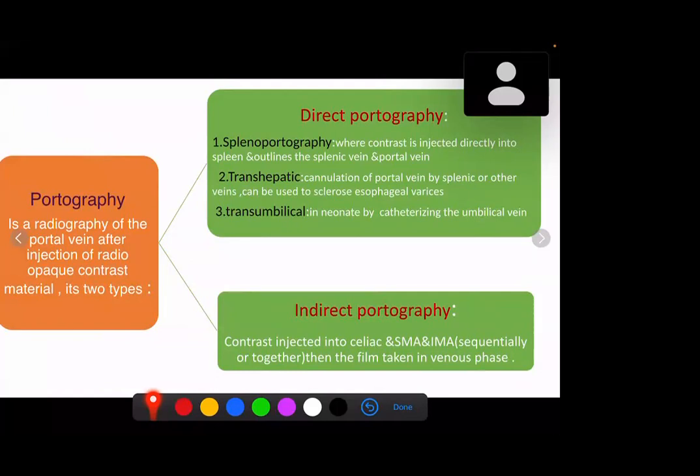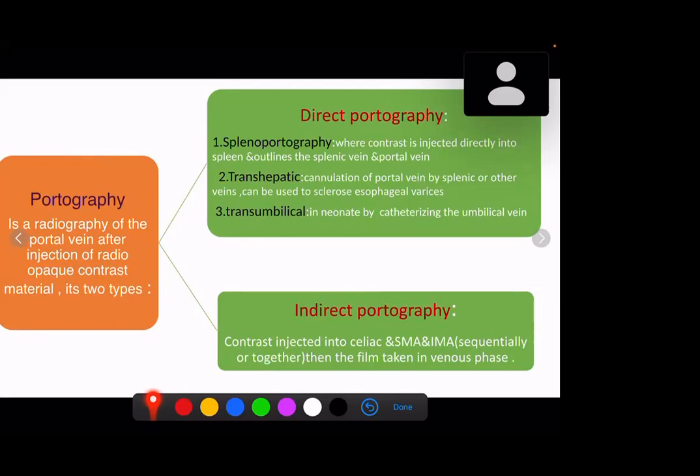For the direct portography, we have either splenoportography, or transhepatic, or transumbilical. In splenoportography, the contrast is injected directly into the spleen, and we must be assured that there is no lesion in the spleen to inject the contrast inside it, and it will outline the splenic veins and the portal vein. And we have the transhepatic or transjugular, which is by the cannulation of the portal vein or injection of the contrast into the splenic vein or the portal vein, and this can be used to sclerose esophageal varices. And the transumbilical is used in the neonate by catheterizing the umbilical vein.